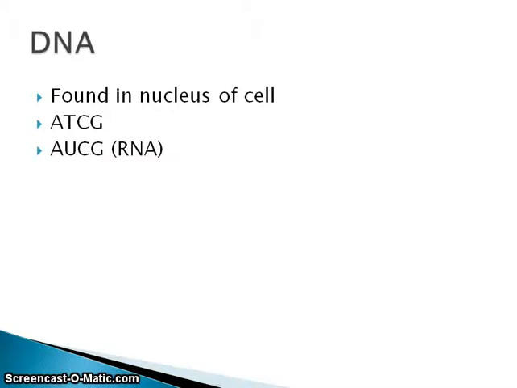When it comes to DNA, we know it's found in the nucleus of the cell. With DNA, there's 4 types of nucleotides: A, T, C, and G. Those stand for adenosine, thymine, cytosine and guanine. In RNA, which is a single strand, we have A, U, C, and G, where the U is replaced with uracil.